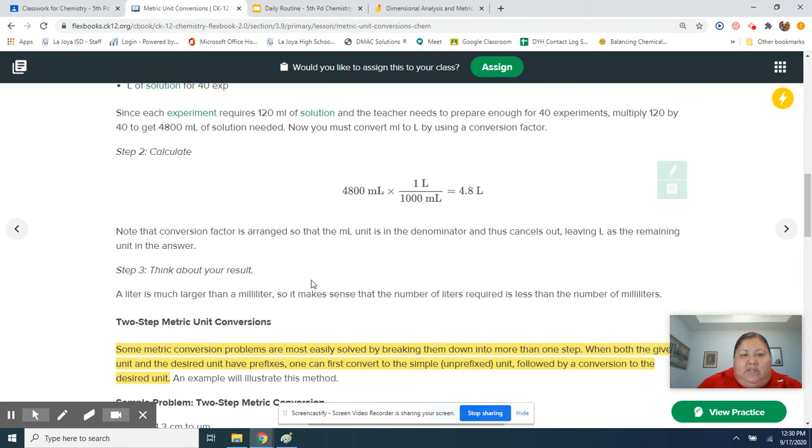So let's look at the answer they got. Yes, they got 4.8 just like we did. Okay, but look at that. They didn't even use the 40 experiment information. What a waste. I would have just put it right in there.